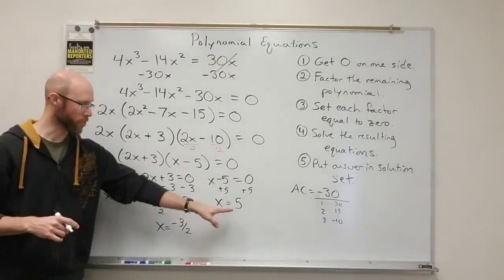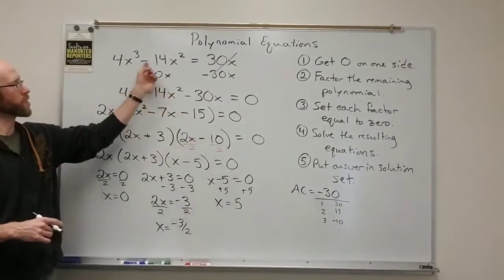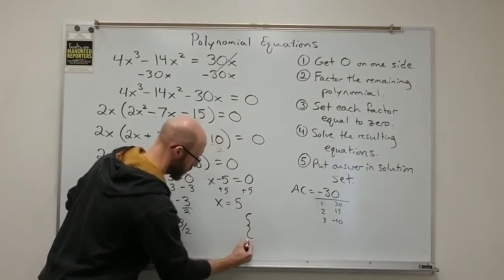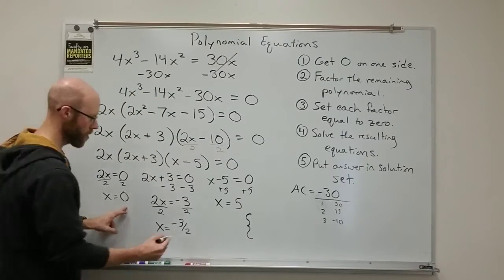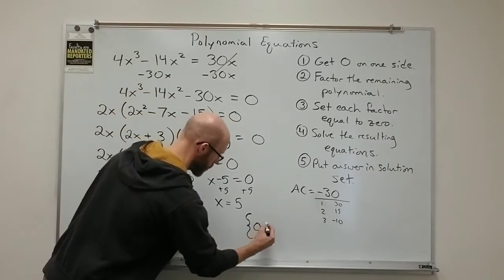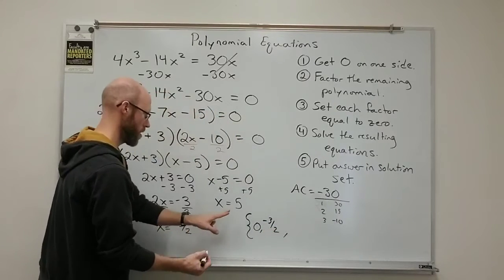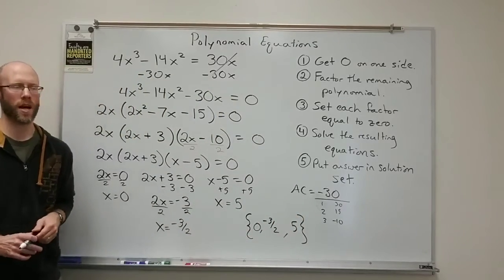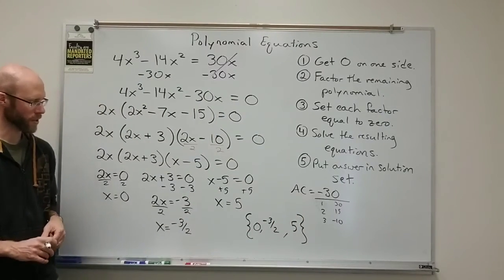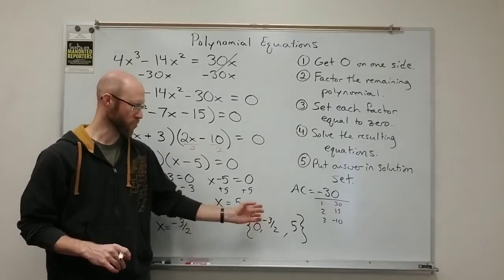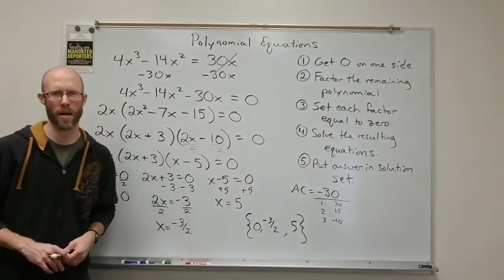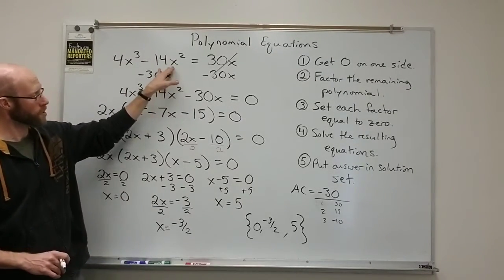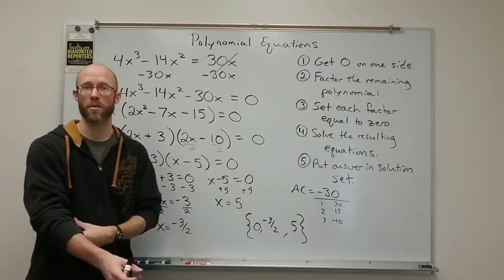So I actually end up with 3 different solutions to this original equation. And so my solution set is going to be the set containing 0, negative 3 halves, and 5. The order doesn't matter when we're dealing with a set. Sometimes it's nice to put them in numerical order, so I might switch the negative 3 halves with the 0, but it doesn't really matter. Okay, so this original equation has 3 solutions, and of course you could check those 3 solutions.